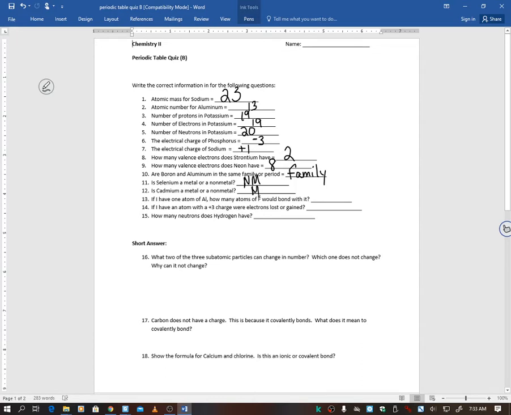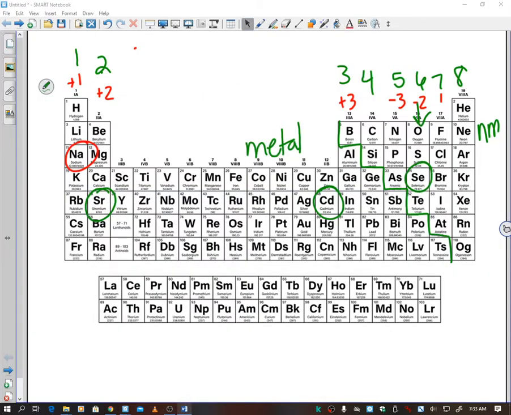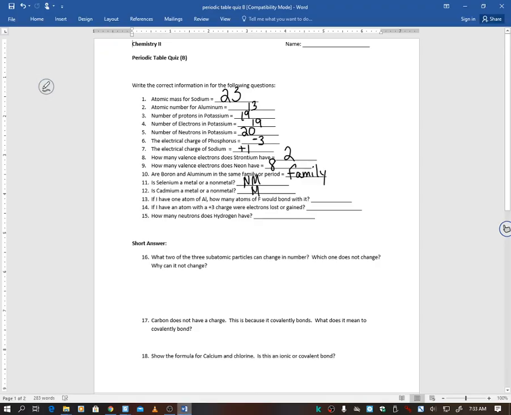Number 13, if I have one atom of aluminum, how many atoms of fluorine would bond with it? Well, here's where you've got to look at charges. If you look at your periodic table, aluminum, I'm going to erase all this. Aluminum has a +3 charge, and fluorine has a -1 charge. All right, so I would need 3 fluorines. So that's how I can tell how many I'm going to need. You always look at those charges. Those charges want to equal 0.